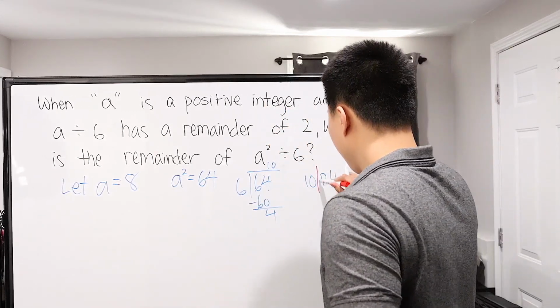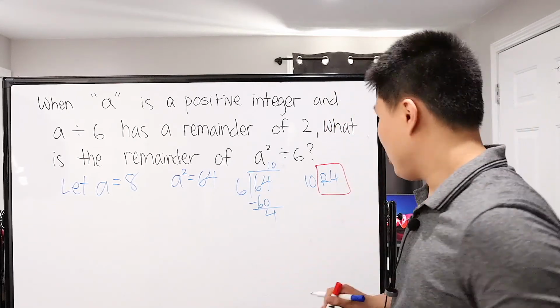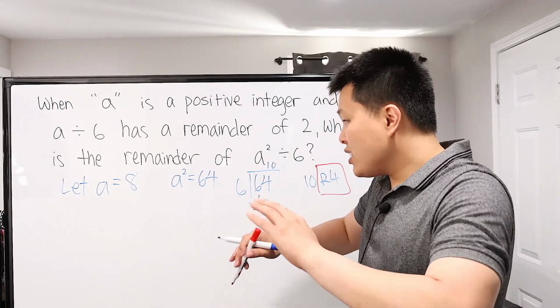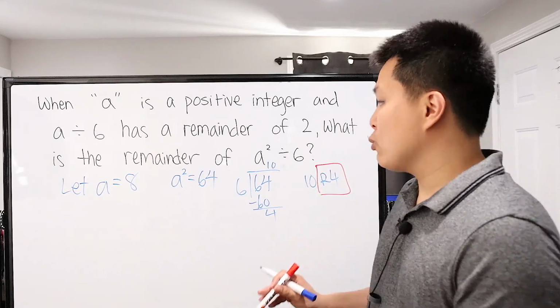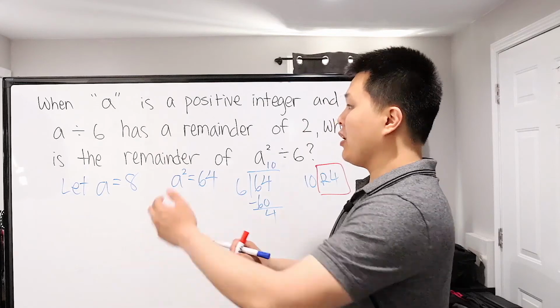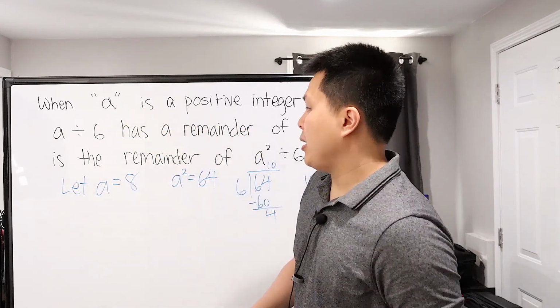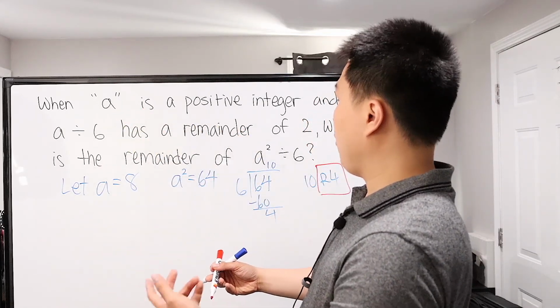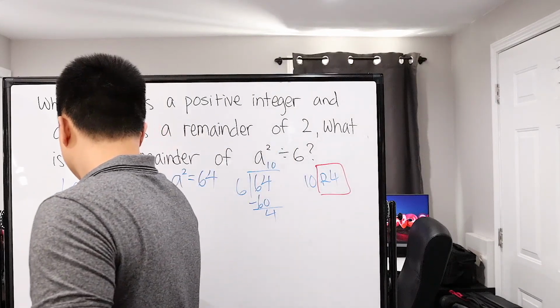Now, in a standardized test, after you do this, you're done. Just choose 4. You're good. But let's just say we're a little nervous, a little scared because we chose 8. Well, it might not be. Let's choose another number that has a remainder of 2 after you divide it by 6. The next biggest one is what? 14.